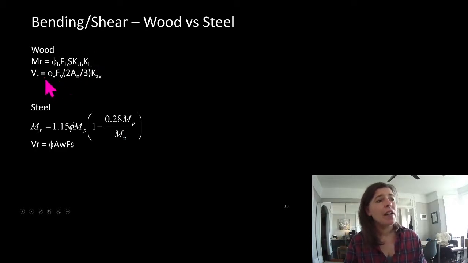And shear, we have our reduction factor for wood and shear, the maximum stress our wood can see with all of the factors applied, and two-thirds of our net area, again, times the size factor. In steel, reduction factor times the area of the steel that can resist shear times Fs. But this was just two-thirds of our steel stress. So same as this two-thirds here. So as much as they look different, they're really just slight variations of the same equation, with the fact that wood is organic and non-isotropic built in.